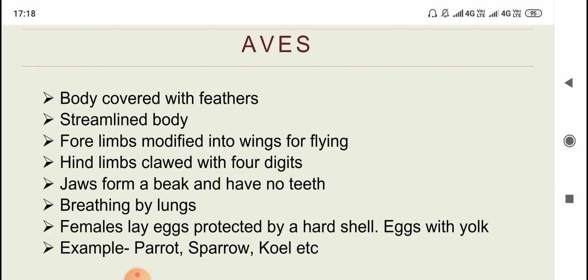So the jaws are modified in the form of a beak and they do not have teeth. They breathe through lungs, and females lay eggs, and those eggs are protected by a hard shell. You all have seen eggs, and in case of birds, the eggs are protected by a hard covering, a shell, and inside the egg we find egg yolk. Examples are parrot, sparrow, quail.